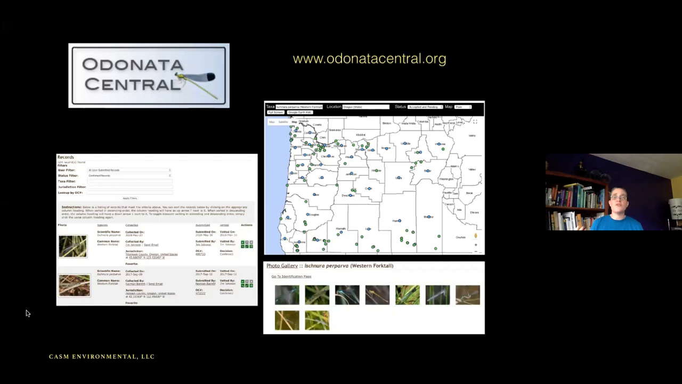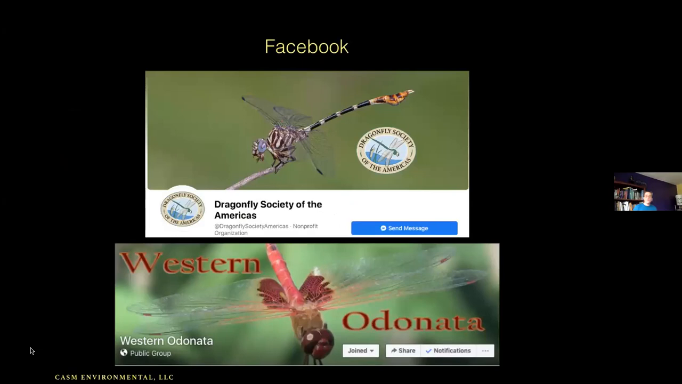And there is a brand new app for that as well that you can use to report findings in the field. There are Facebook pages for both Dragonfly Society of the Americas and for Western Odonata, so just the Western states. These are very friendly, welcoming groups. It's a good way to stay updated on things like meetings and such, but a lot of people, especially in the Western Odonata Facebook group, if you do Facebook, will post photos that they took on a walk around a lake or when they were camping or fishing by a river.